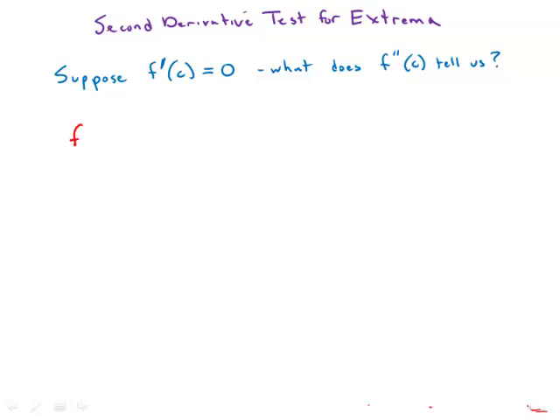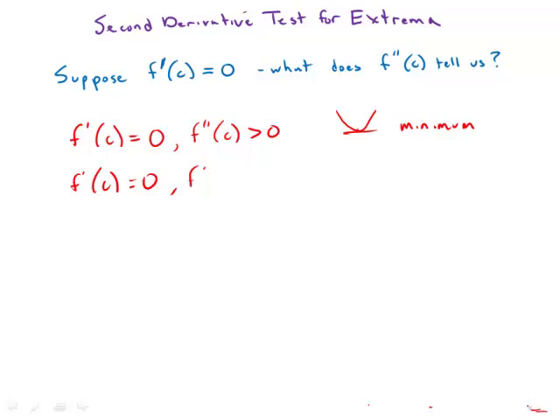So if the first derivative is 0 and the second derivative is positive, well then what that would mean is you'd have a slope of 0 and it would be concave up. And so of course that would be a minimum. If the first derivative is 0 and the second derivative is negative, well then of course you have a slope of 0 and it's concave down. So there you have a relative maximum.